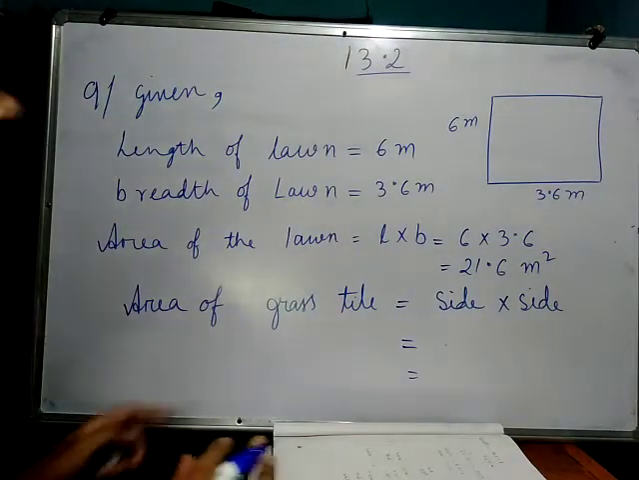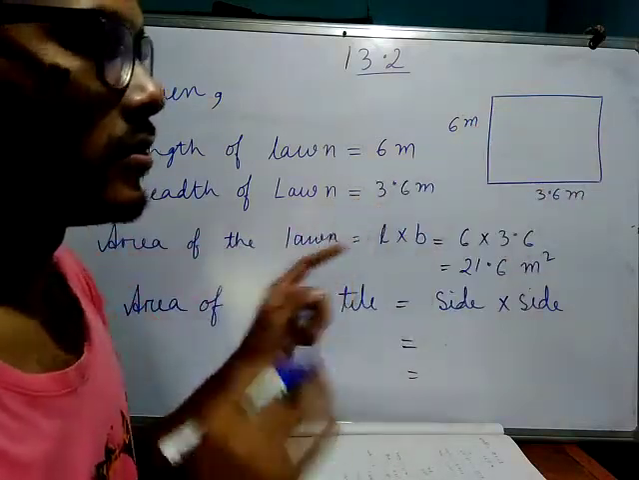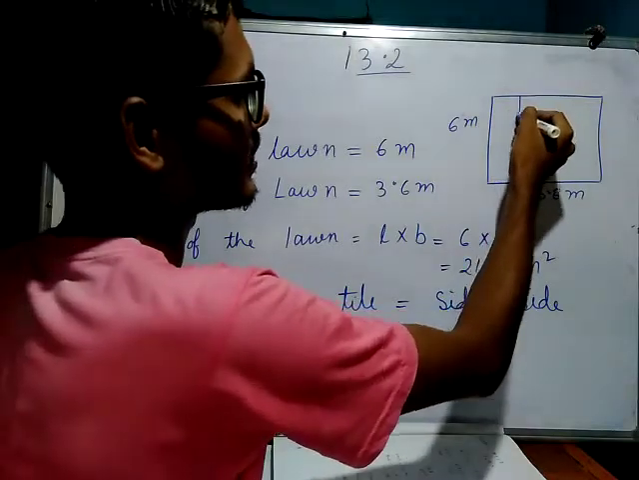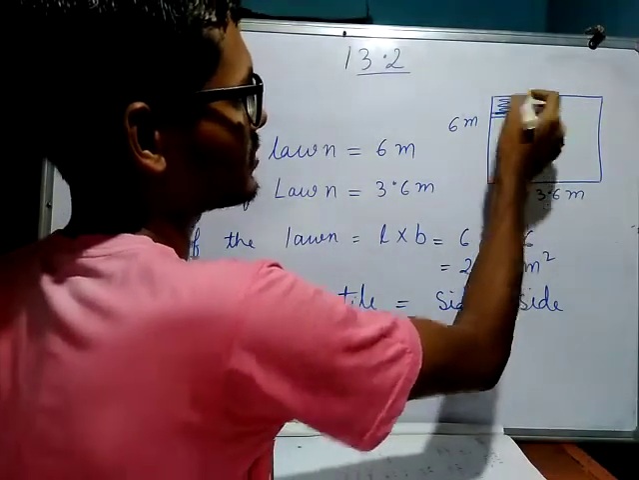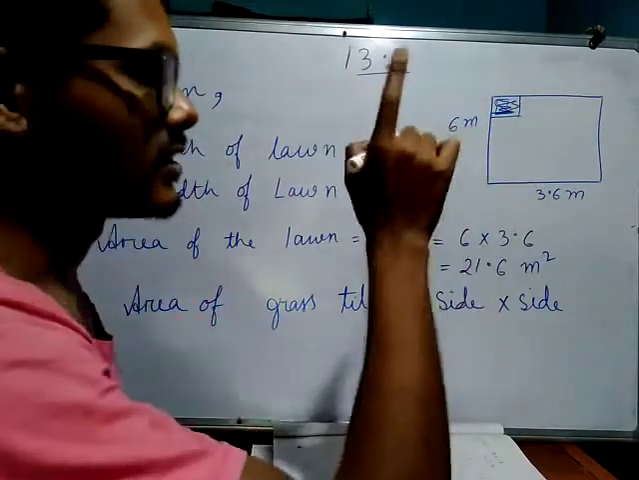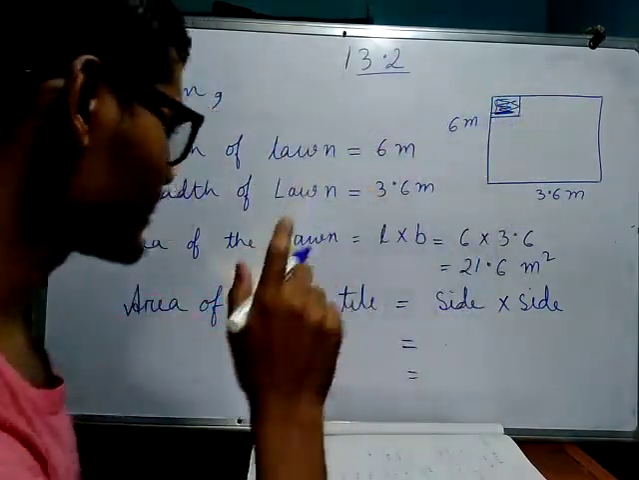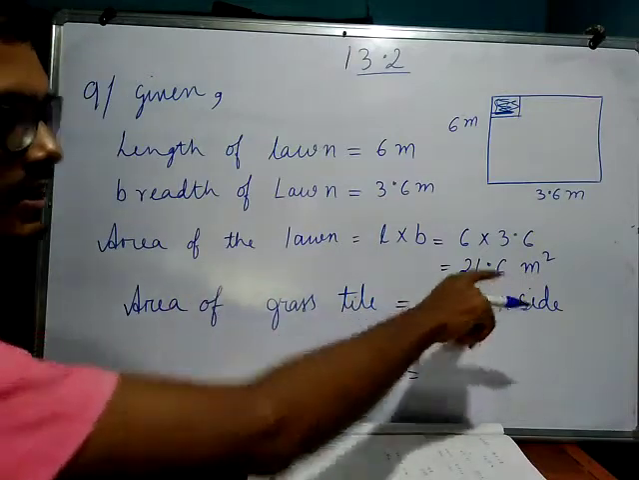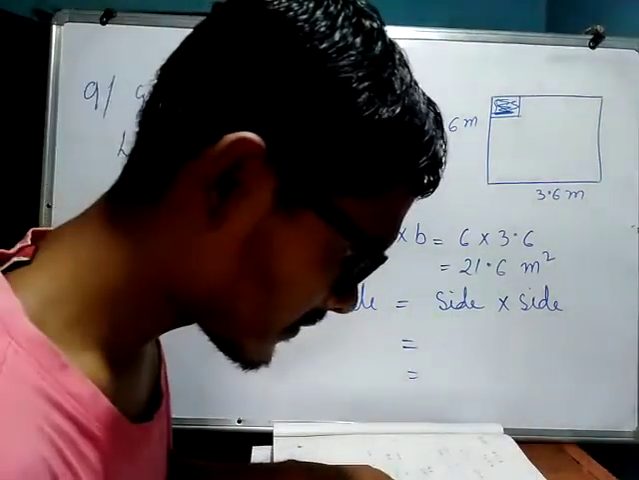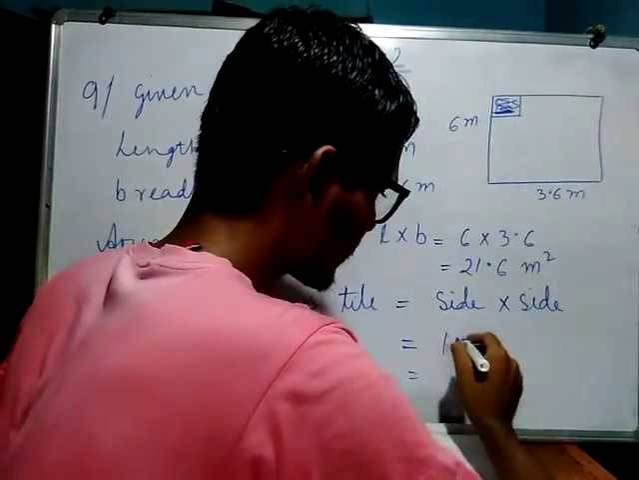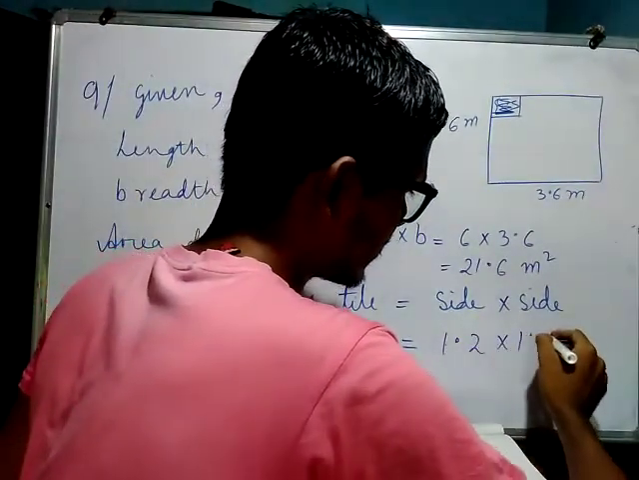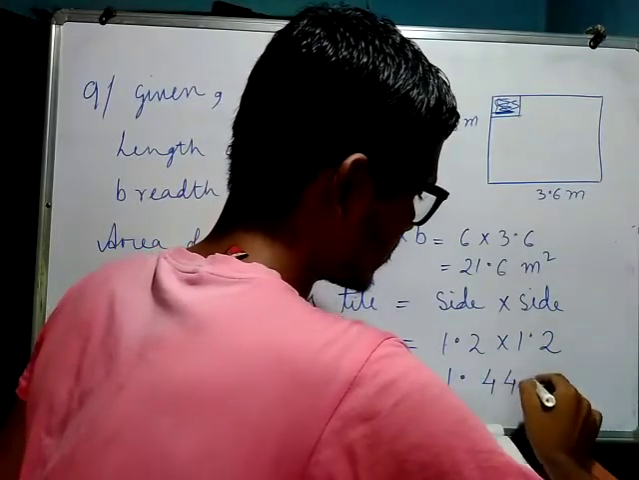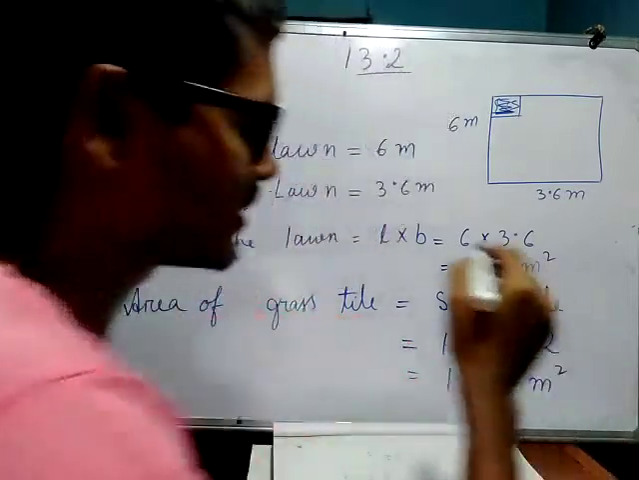And now this lawn we have to fill with square shape grass tiles. Suppose this is our grass tile. First you calculate the area of one grass tile. The shape of the grass tile is given square, so area of the square is side multiply side, 1.2 multiply 1.2, so it will be 144, 1.44 meter square.